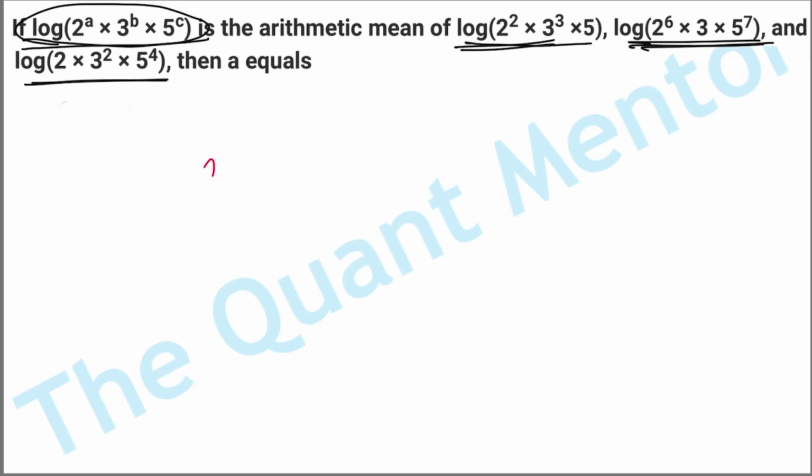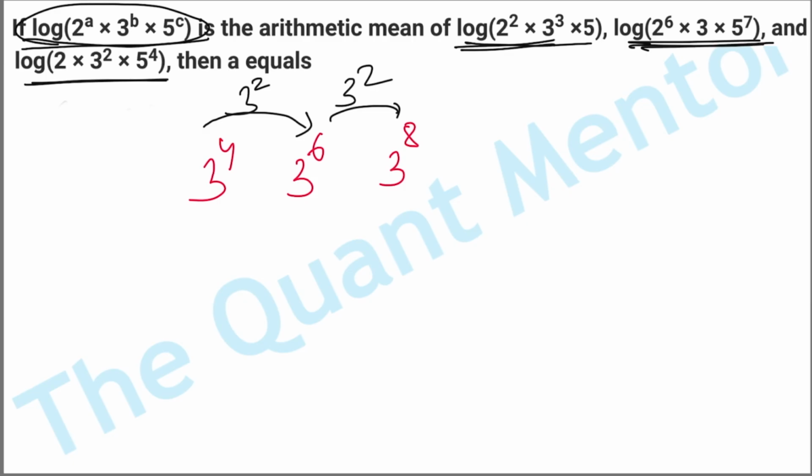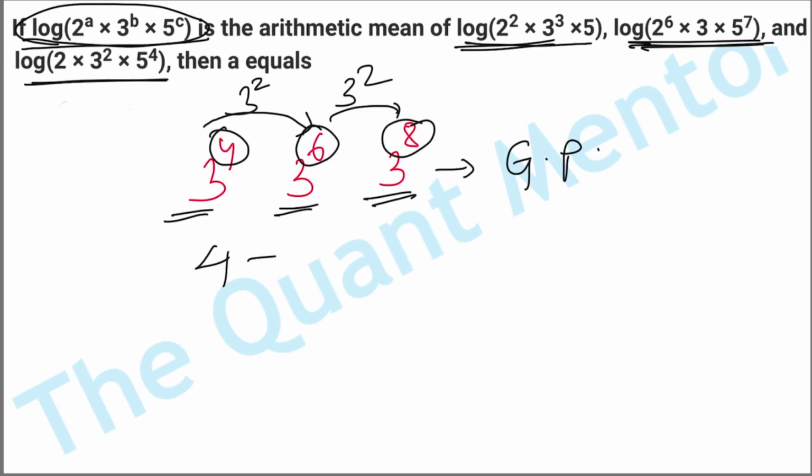If I have three numbers, let's say 3 raised to 4, 3 raised to 6 and 3 raised to 8. Notice that these three numbers are forming a GP where the common ratio is 3 square. 3 raised to 4 into 3 square is 3 power 6. 3 power 6 into 3 square is 3 power 8. So these numbers are in GP or geometric progression. We notice that when numbers are in GP, their powers, here the powers 4, 6 and 8 are in AP, arithmetic progression, isn't it, guys?